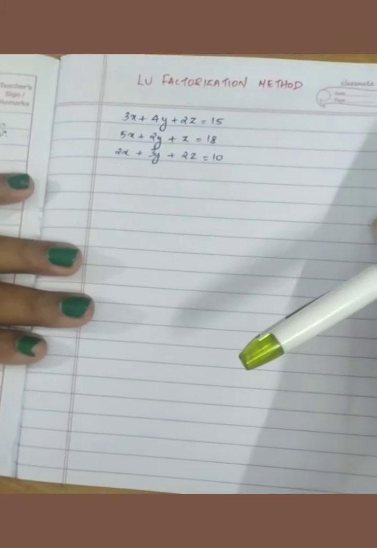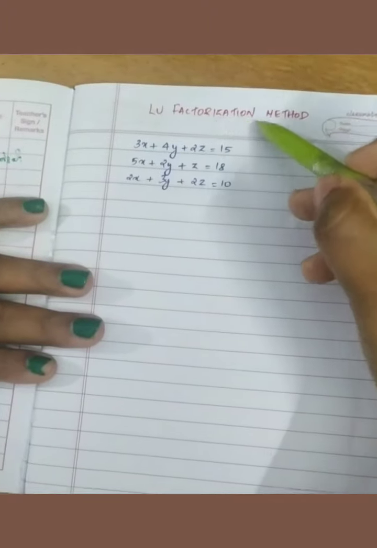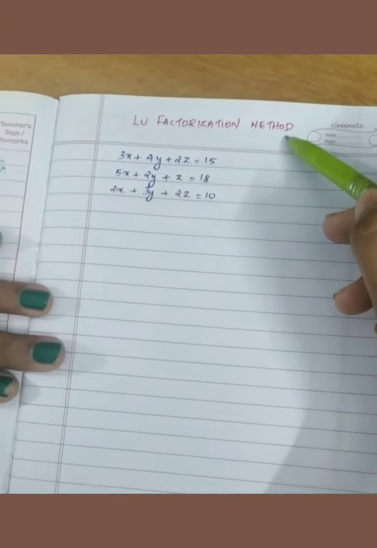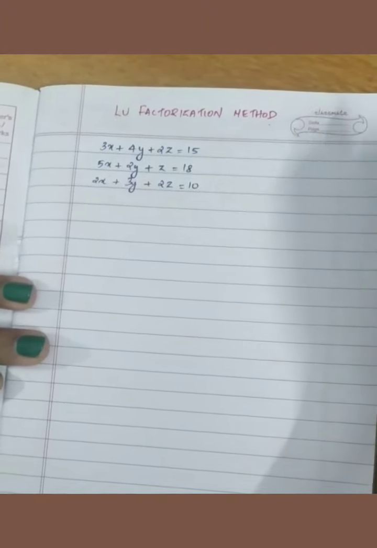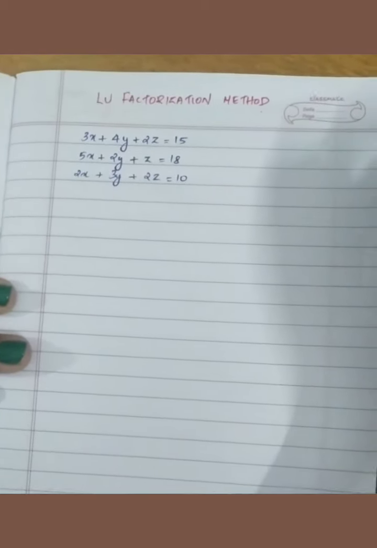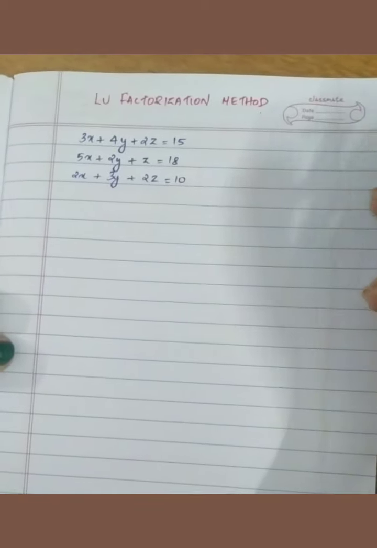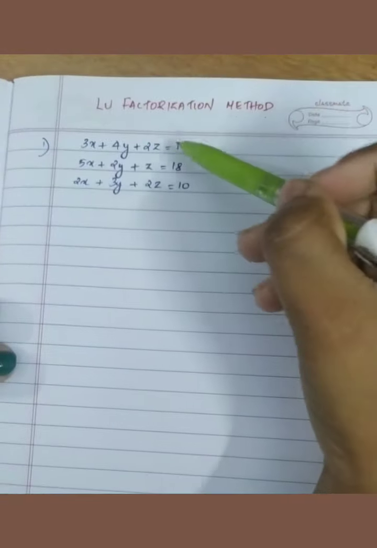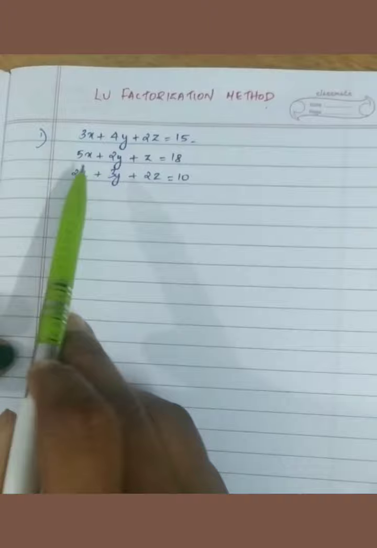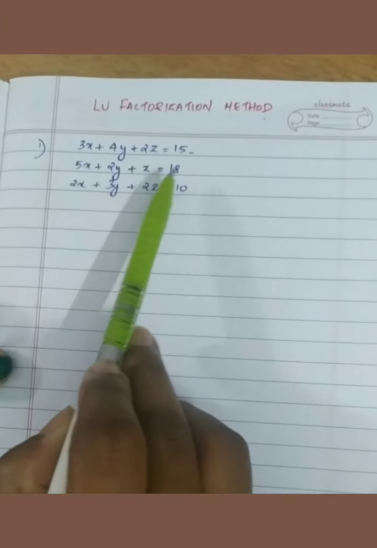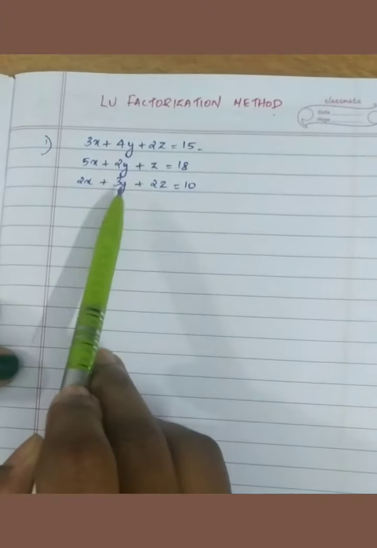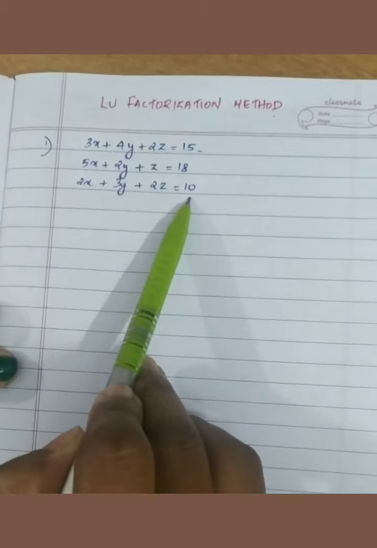Today I am going to discuss the LU factorization method. The LU factorization method is mainly used for solving simultaneous linear equations. So here we have the question: 3x plus 4y plus 2z equal to 15, 5x plus 2y plus z equal to 18, 2x plus 3y plus 2z equal to 10.